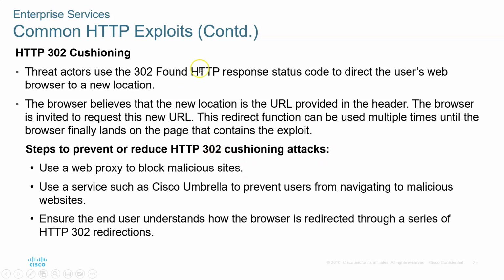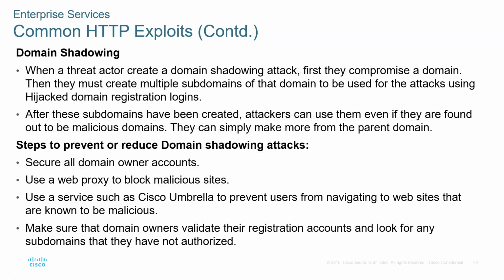Again, write these down, and write down the steps to prevent the HTTP 302 cushioning. You don't want to be redirected to a new web page, right? Again, you may use the Cisco Umbrella to prevent this from happening.